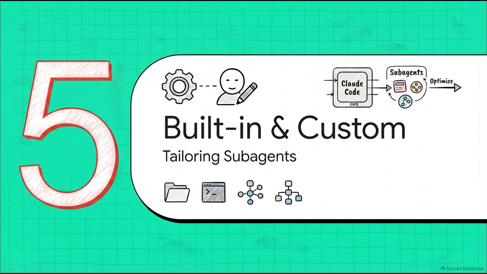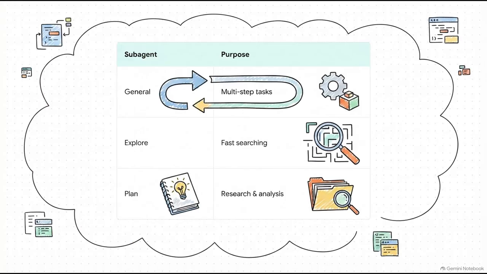Section 5. Built-in and custom options. And this brilliantly illustrates the built-in subagents that Claude Code ships with out of the box. We basically have 3 main types. First up is the general-purpose subagent, and that's designed for multi-step tasks that require both exploring and taking action. Next is the Explore subagent, which is heavily optimized for fast searching and really navigating through unfamiliar code bases. Finally, there's the Plan subagent. This one is used specifically to conduct research and analyze your code base before it ever presents a formal plan of action back to you.